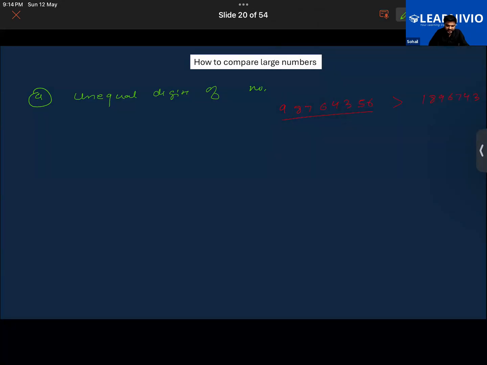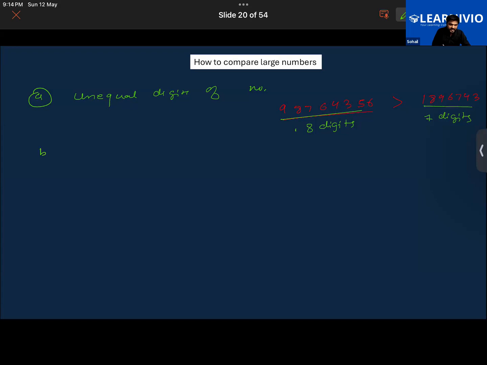How many digits are in the first one? Count it. There are 8 digits in this one, no? Yes, 8 digits. In the second one, how many digits are there? 7 digits. So obviously the number which has more digits will be bigger, right?